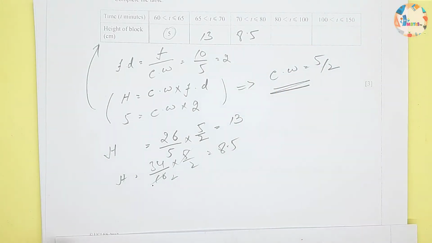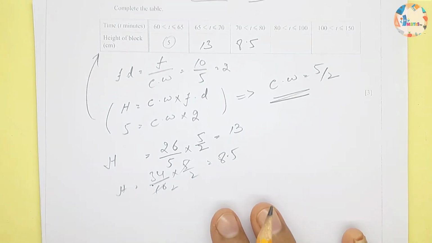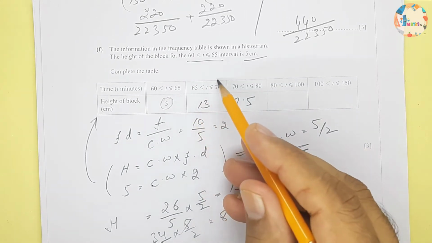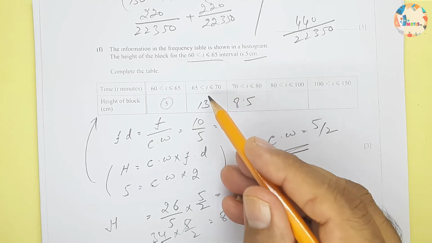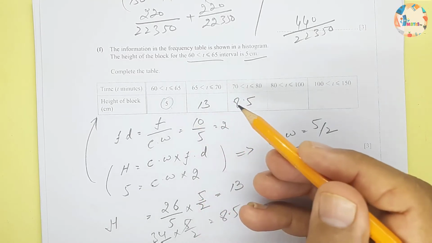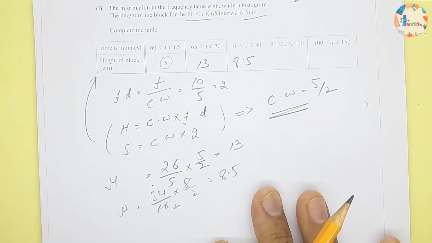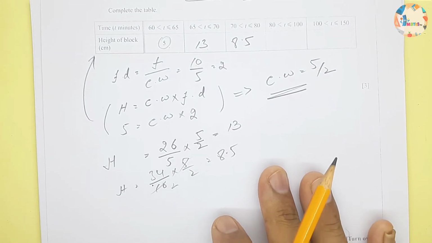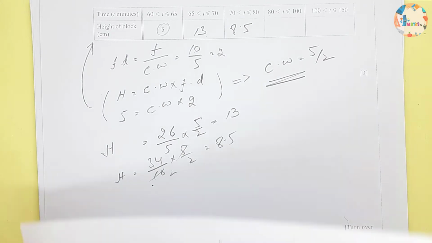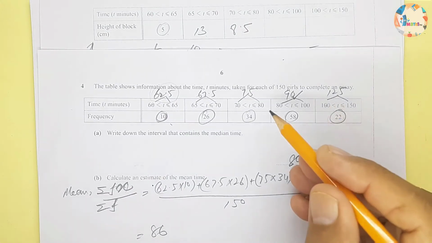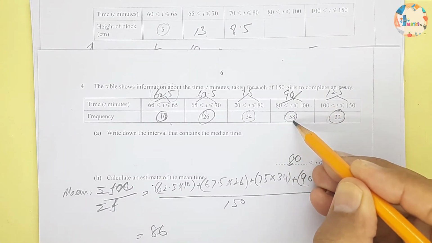Then comes to, I will show you the table also. This is the table which we are filling. Now basically this is 13, then 8.5, and next value we require can be calculated for this. So 80 to 100. So 80 to 100 is what? 80 to 100 is 58.